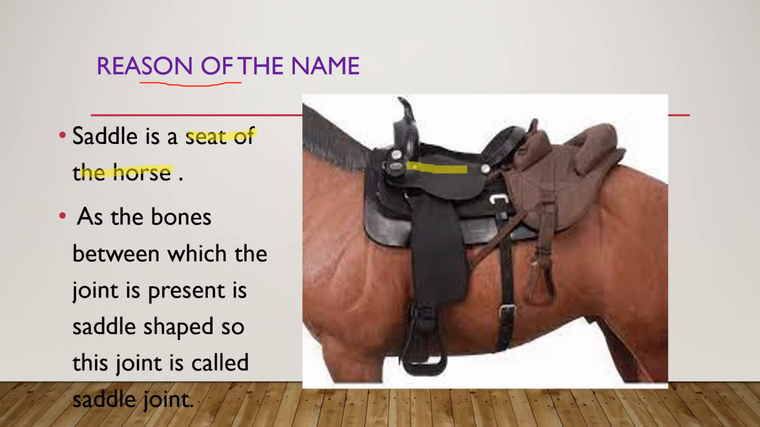You can note that this is a saddle, and the back of the horse will be convex in shape, and the seat of the horse will be concave in shape. So as the shape of the saddle or seat of the horse is the same as that of the saddle joint, this is the simple reason for the name of the saddle joint.